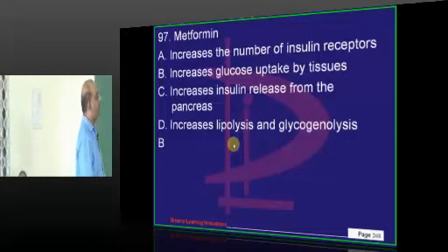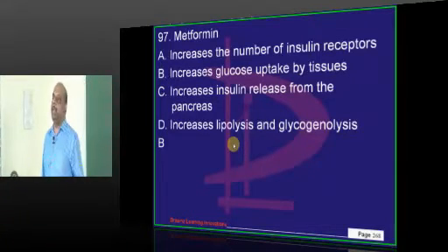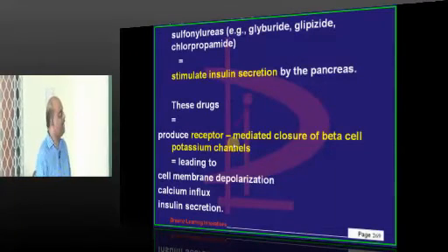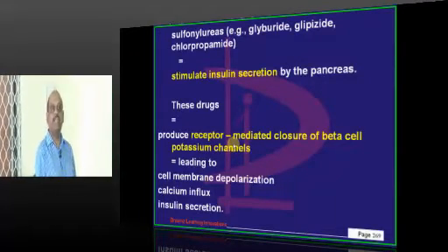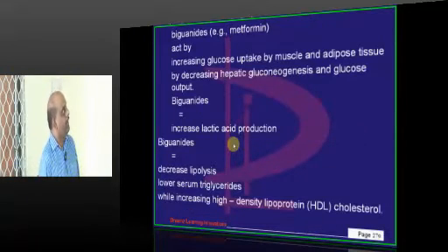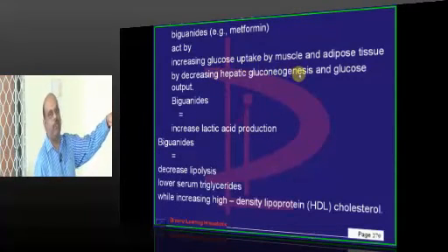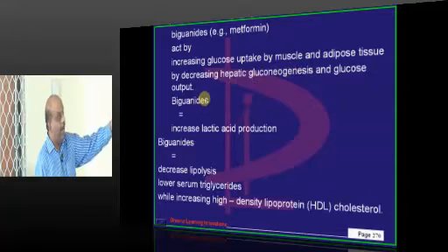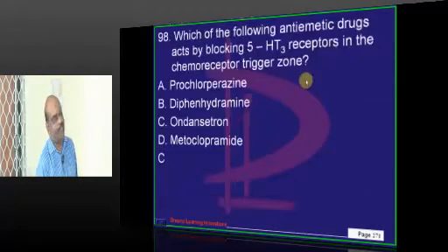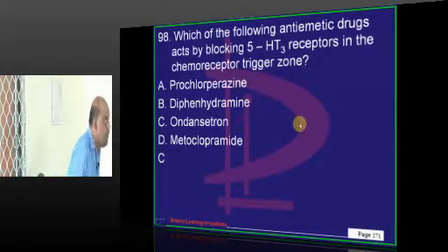Now, doctor, metformin. Typically, how does metformin act? It is a euglycemic, not hypoglycemic drug. Unlike sulfonylureas, which are secretagogues, metformin is not a secretagogue. Metformin, like biguanides, basically increases the uptake of glucose by the muscle and decreases the hepatic gluconeogenesis and glucose output. That is what you need to remember.